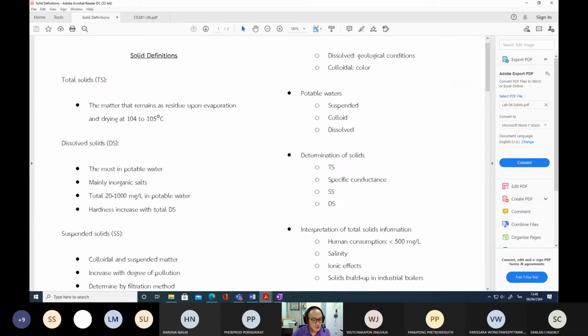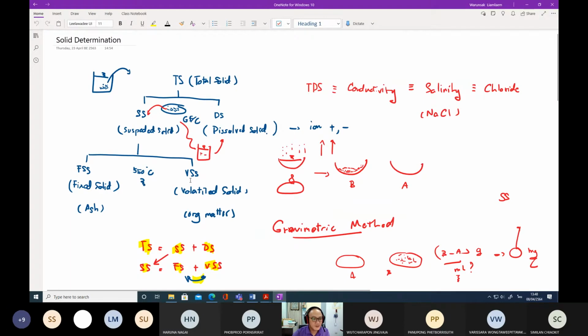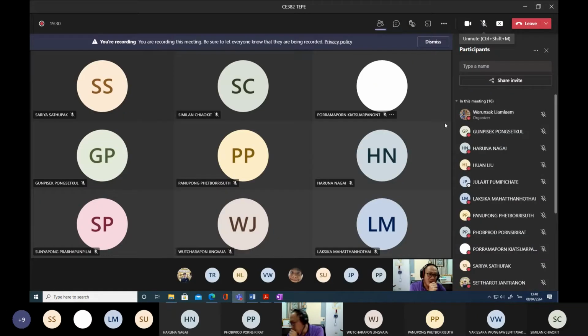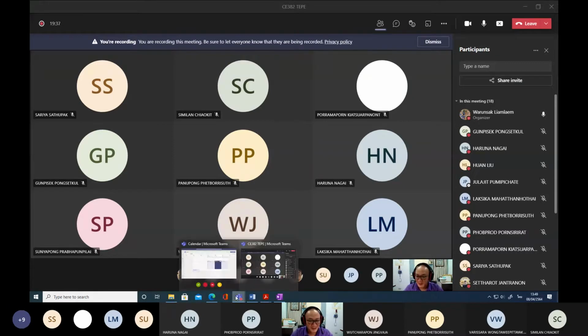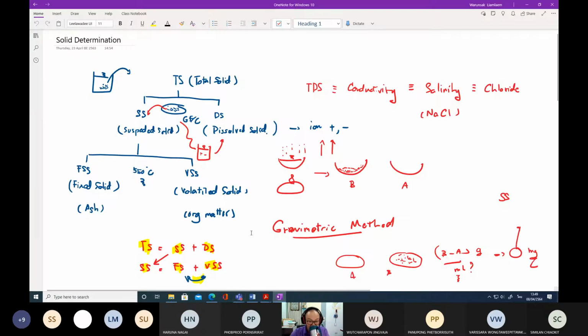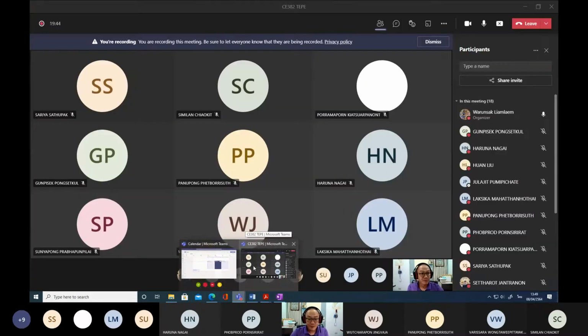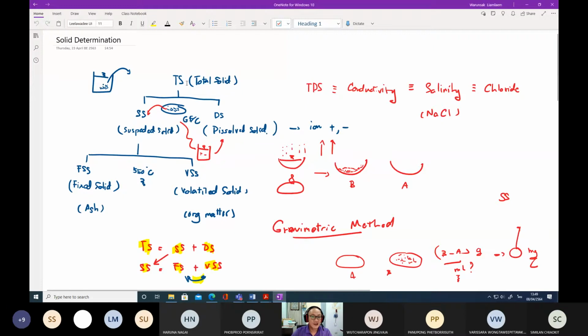Among these definitions, we can classify the types of solids like this. They have a relationship with each other. The total solids is all the solid matter found in water, both dissolved and suspended solids. So for the total solids, we can classify it into suspended solids and dissolved solids.